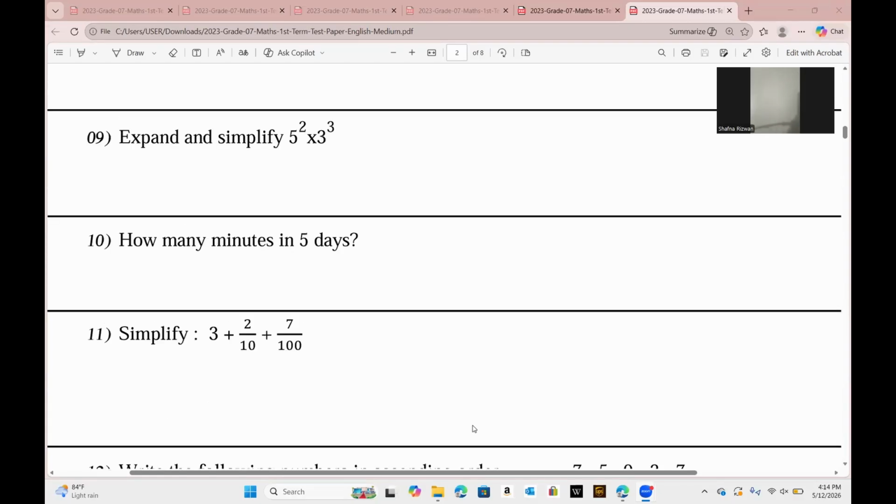That is expand and simplify. Expand and simplify 5 to the power 2 into 3 to the power 3. They are asking you to expand and then simplify. Expand means this is an indices question. You have to make 5 to the power 2 bigger. Expand means make it bigger. 3 to the power 3 also you all have to make bigger. And then only you all have to find the answer for it. They say simplify. Let's do it.